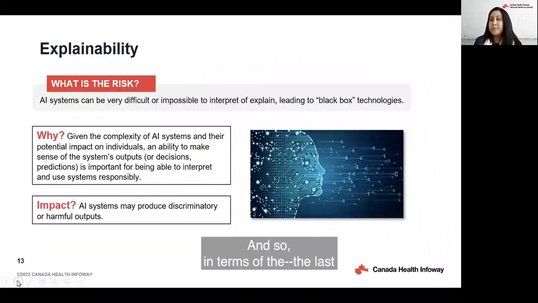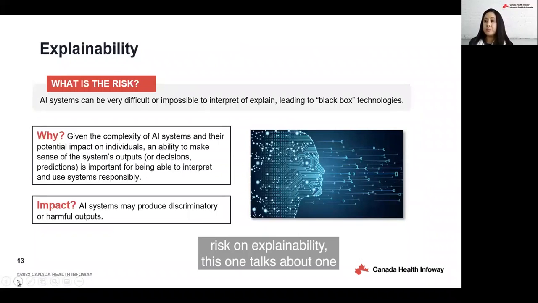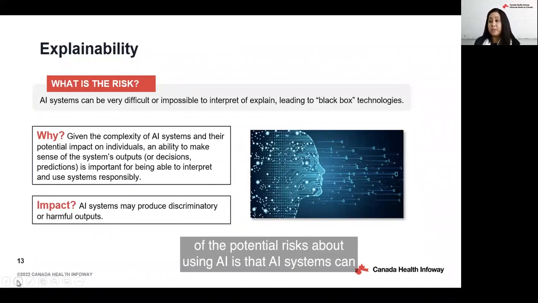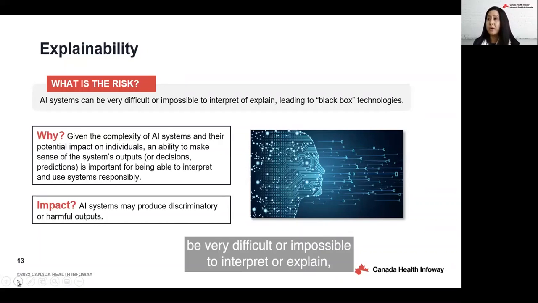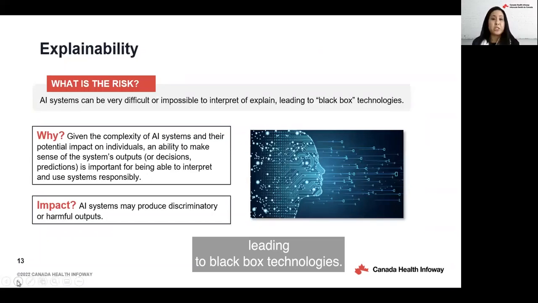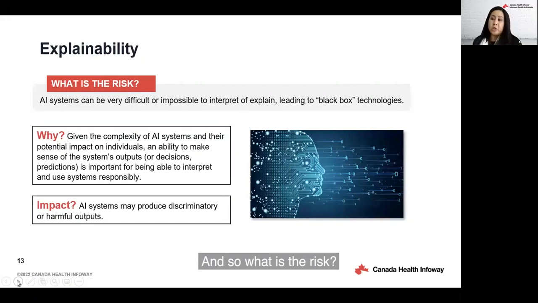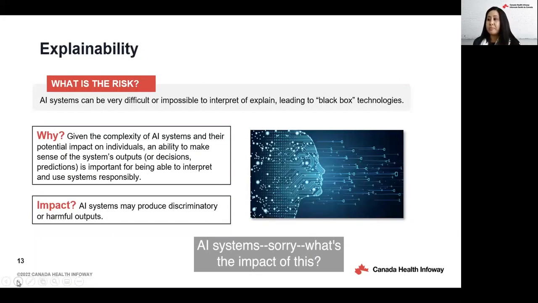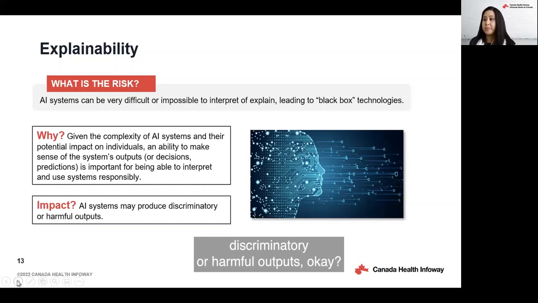And so, in terms of the last risk, on explainability, one of the potential risks about using AI is that AI systems can be very difficult or impossible to interpret or explain, leading to black box technologies. And so what is the risk? What's the impact of this? Again, similar to the impacts that we've discussed before, it can produce some discriminatory or harmful outputs.